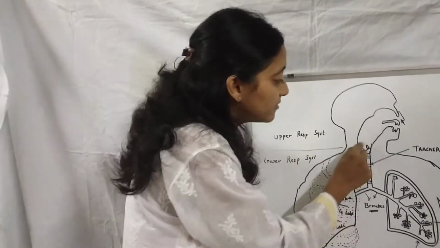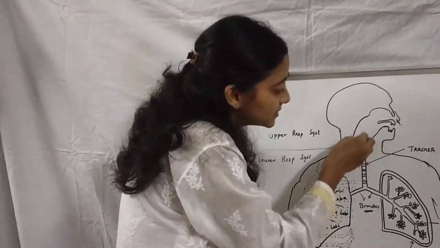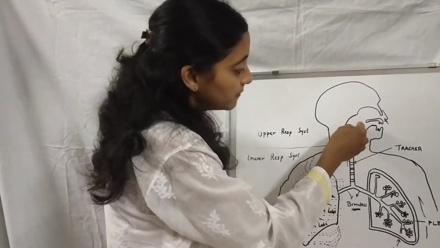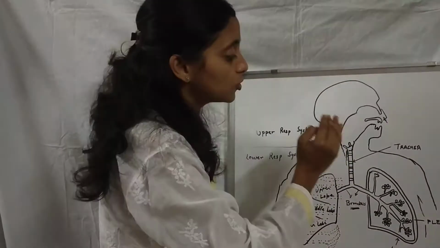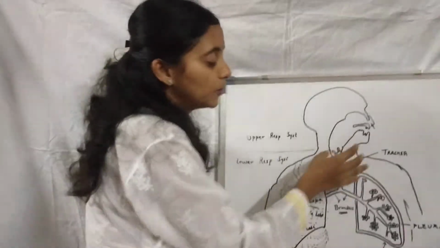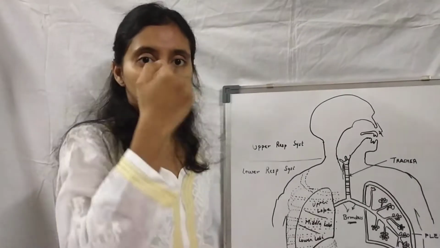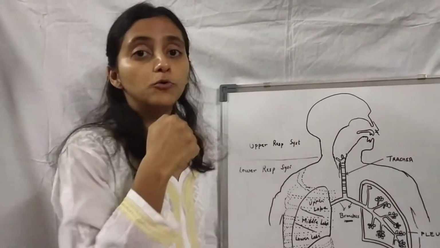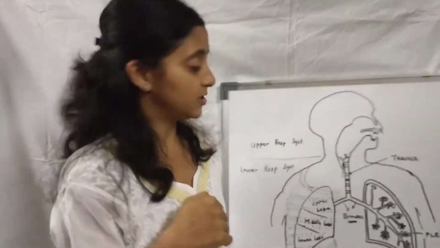If you see, there's a common site here. There is a valve which controls which pipe will open, whether your windpipe will open for the air to go inside or your food pipe will open for the food to go inside.